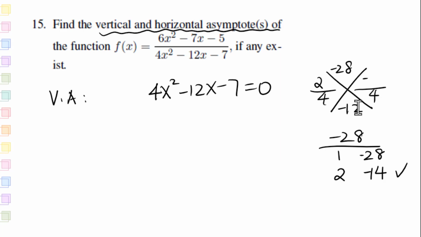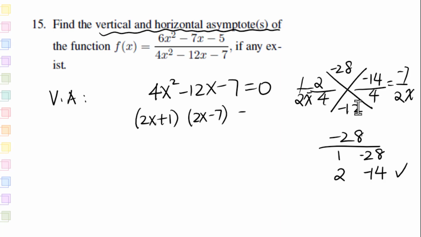So 2 and a negative 14. Reduce, negative 7 over 2, 1 over 2. Then we put x. Bottom up. 2x plus 1 times 2x minus 7 equals 0. x equals negative 1/2. x equals 7 over 2, vertical asymptote line.